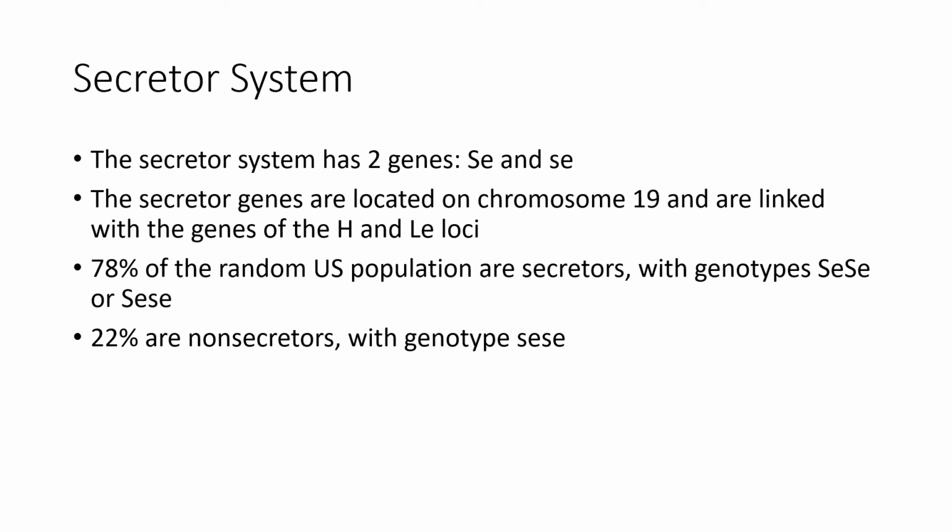Again, the secretor system has two genes, capital SE and lowercase se. This gene is found on chromosome 19 and is linked to the genes of the H and LE or Lewis loci. 78% of the random U.S. population are secretors, either homozygous or heterozygous for the capital SE. 22% are non-secretors, homozygous for lowercase se.